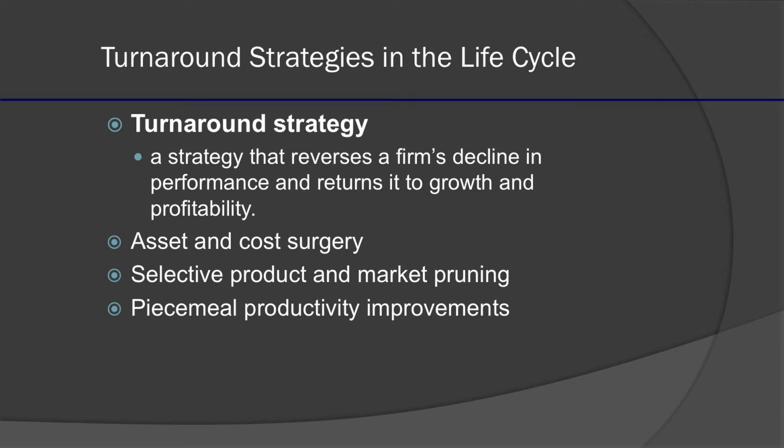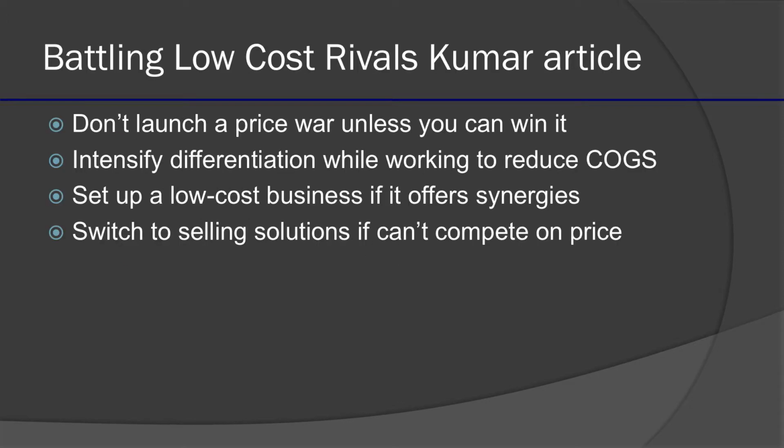They're doing asset and cost surgery. They sold off their most valuable brand, Craftsman, and that was picked up by Black & Decker. They've been doing selective market pruning, closing stores, and at the same time they've been working on improving their operations to get productivity improvements. So let's talk about not turnaround strategies now, but how do you battle low-cost rivals?